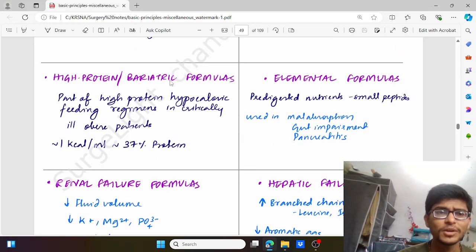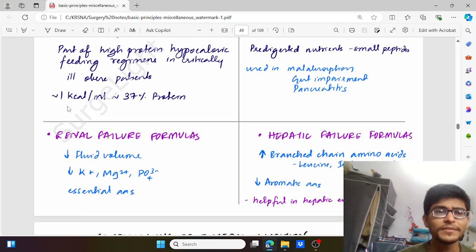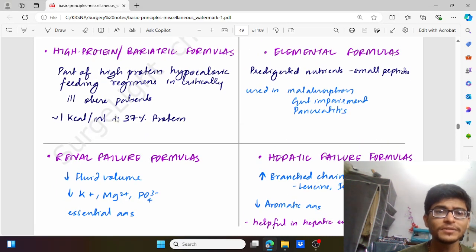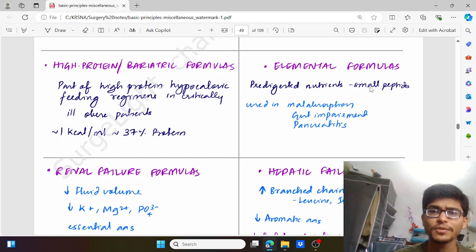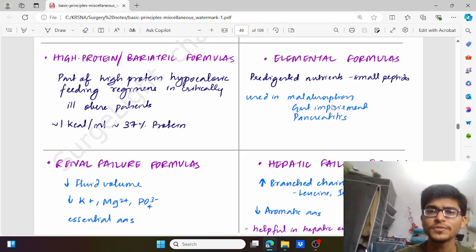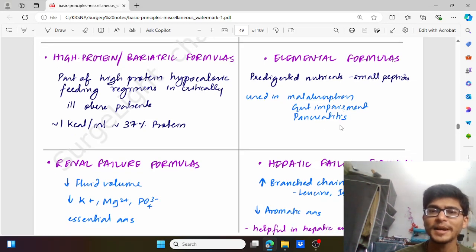Then we have high protein or bariatric formula. So part of high protein hypocaloric feeding regimens is useful in the critically ill obese patient, where we use 1 kilocalorie per ml, but we have 37% of protein. Then we have elemental formula for pre-digested, which contains pre-digested nutrients in the form of small peptides. It is especially useful for malabsorption, gut impairment and pancreatitis. So GI dysfunction, malabsorption, gut impairment and pancreatitis.